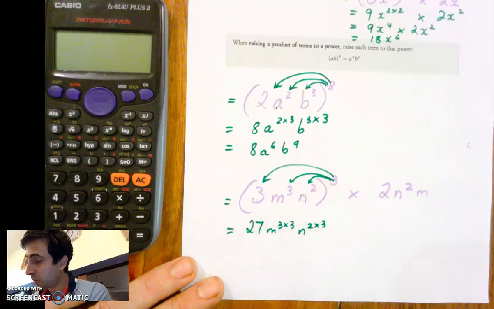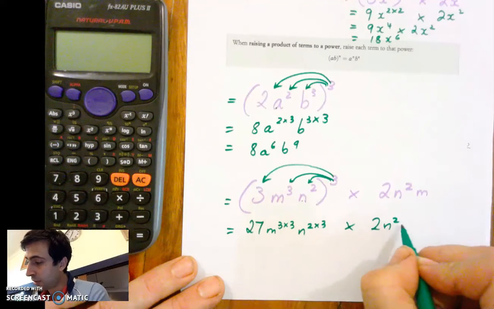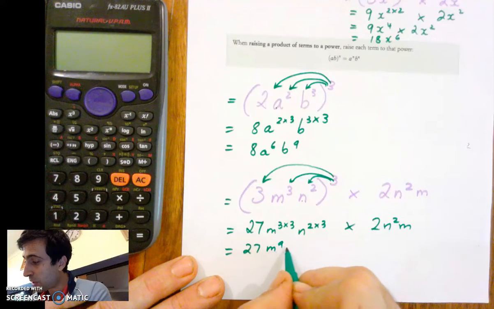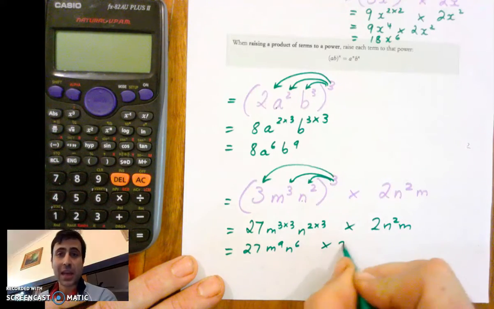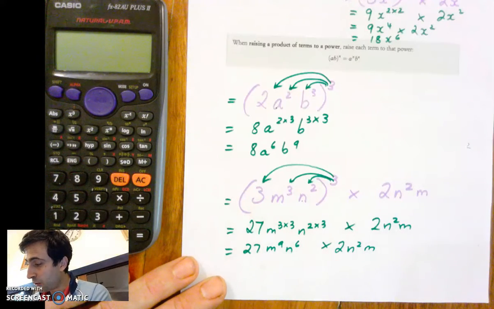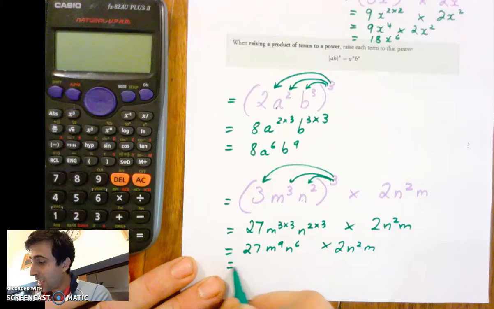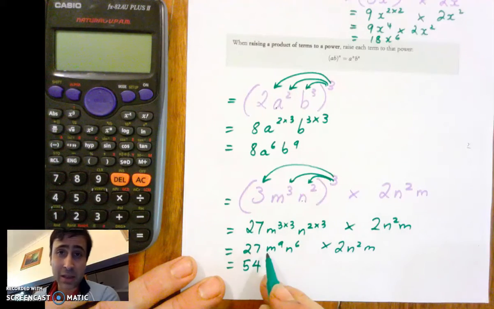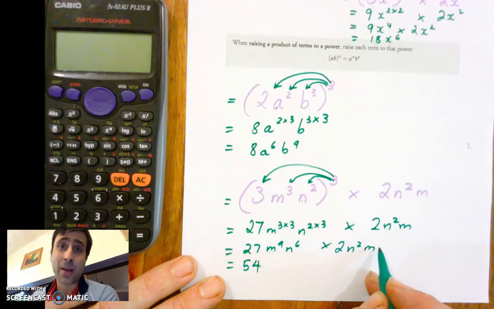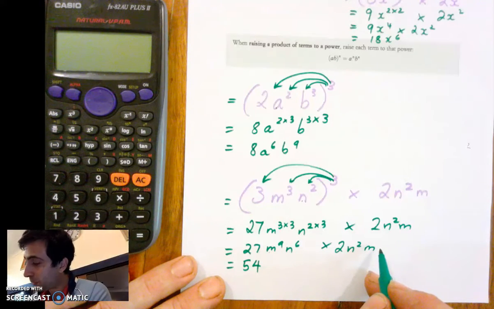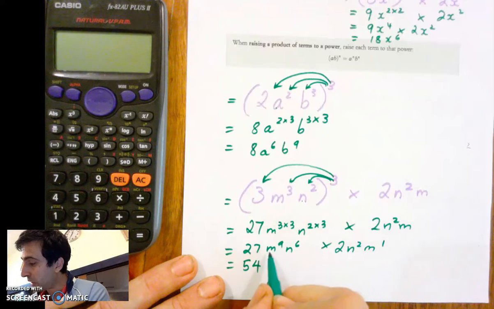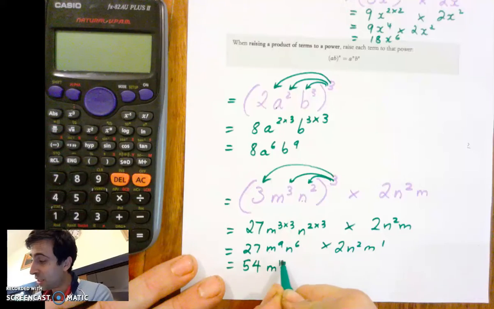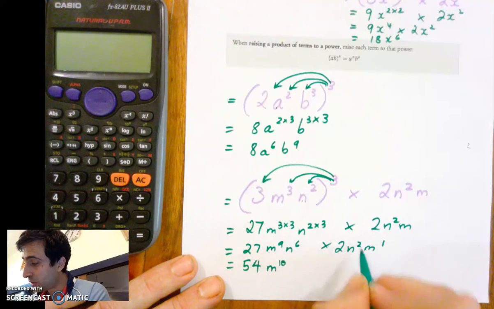Times by 2n squared m. And let's keep on going. That's 27 m to the power of 9, n to the power of 6, times by 2n squared m. And now we do as before, coefficients times coefficients. 2 lots of 27 is 54. m to the power of 9, look over here, this m doesn't have anything on it, which means it's got a 1. And so m to the power of 9 plus 1 is m to the power of 10. And n to the 6 plus 2, which is n to the 8.